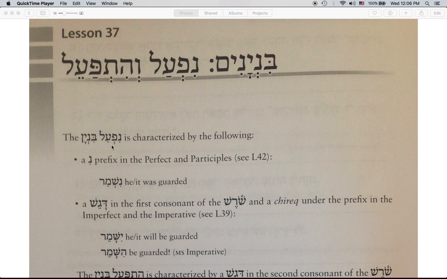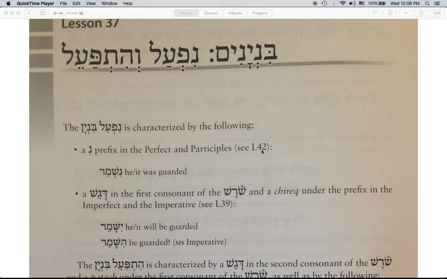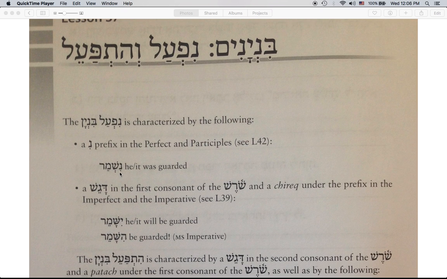The binyan nifal is characterized by the following. We have a noon prefix in the perfect and participles. We'll get introduced to participles in lesson 42. Here's an example, nishmar. The root is shamar, to guard. You have the noon on the front, and it is nifal now.